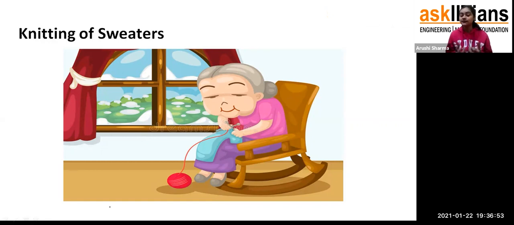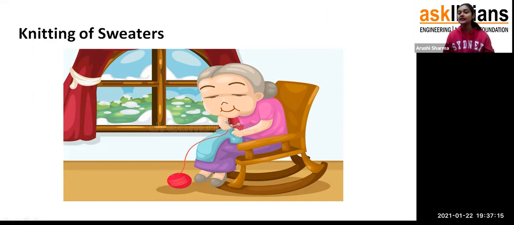Now, why am I telling you this example? Because, students, we get this wool from sheep. From sheep we get wool, and then the wool roll. You can see here that this is the wool roll, and this wool roll is used to knit sweaters. So what are we getting? We are getting fiber to fabric, and then from fabric to clothes. That's how the procedure takes place.